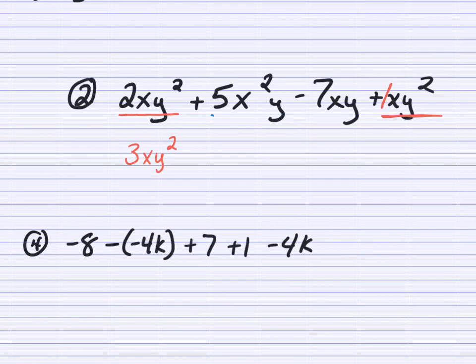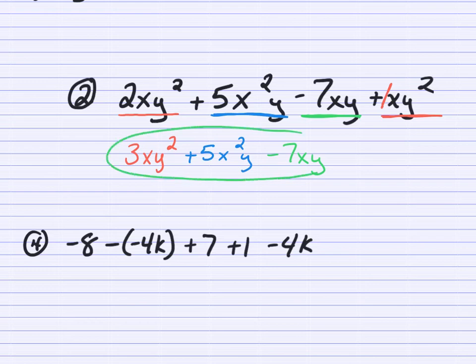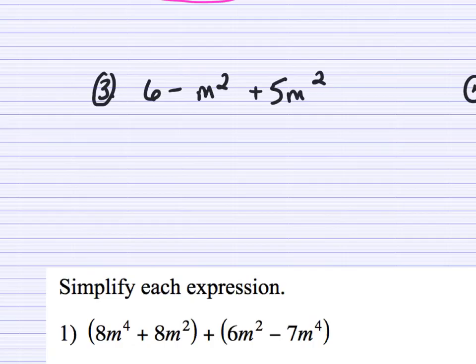Then I go up here to the next term, x squared y. And when I look, there are no other x squared y's. So I can't combine him with anything, so I just bring him straight down. Finally, I look at the other term that's left, negative 7xy. There are no other terms to combine with negative 7xy, so I'm just going to bring him down, negative 7xy. And this is my answer when I simplify by combining like terms.